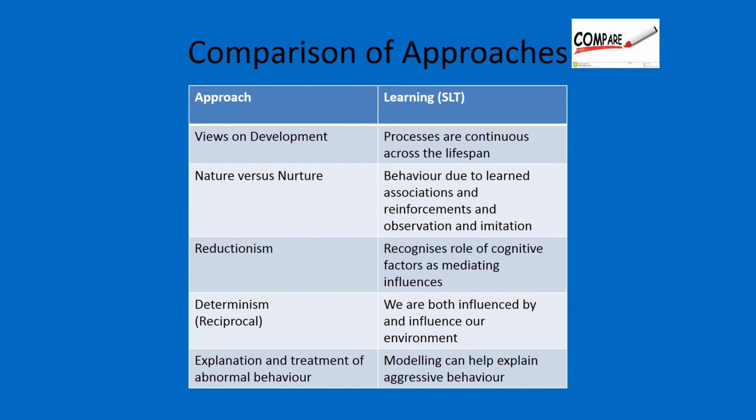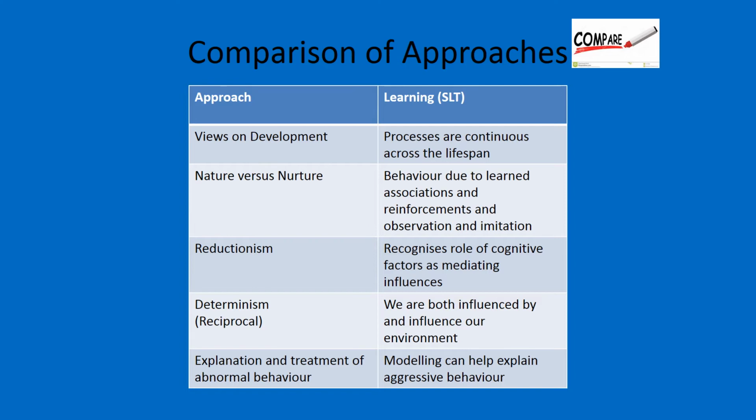In terms of nature versus nurture, well, this is very much a nurture-driven idea again. Okay, so we have learned associations and we have these reinforcements, but remember the big difference between social learning theory and behaviorism is that there is observation and imitation of models. The learning takes place as a result of these reinforcements, and it's not just simply down to classical and operant conditioning. There's a social element to it as well.